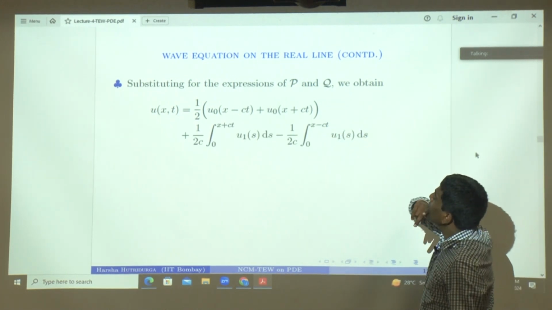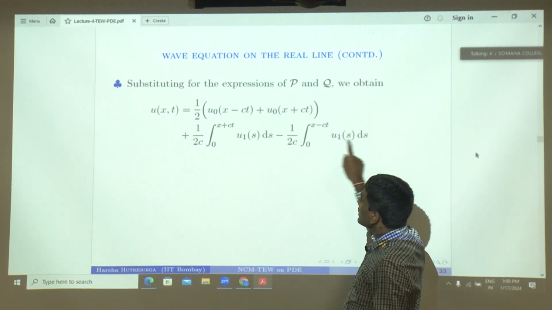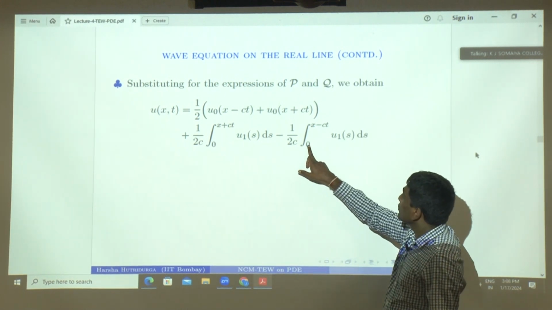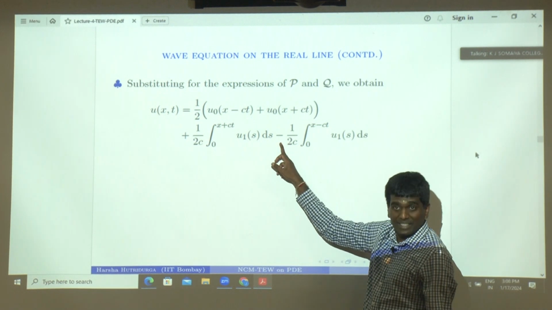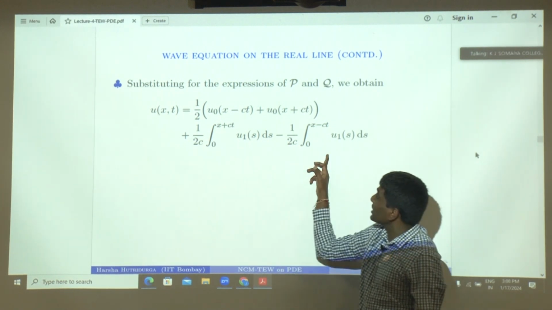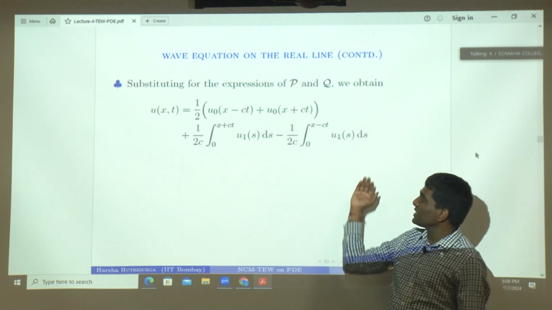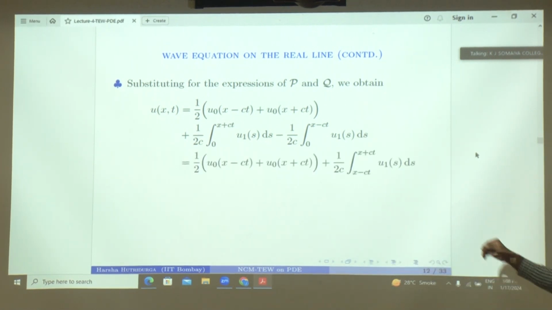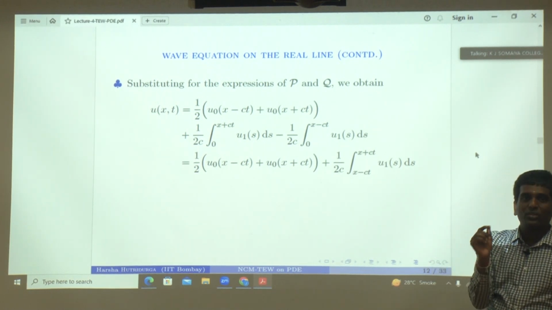Now see, in both of these things you are integrating the same function u1. In one you are going from 0 to x plus ct, and in the other you are going from 0 to x minus ct, and you are subtracting this off. So this is essentially integration from x minus ct to x plus ct. This is just the property of the definite integrals. So you get that.